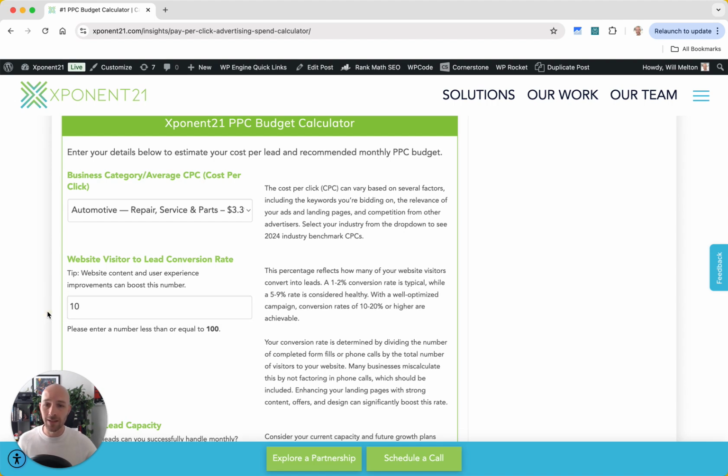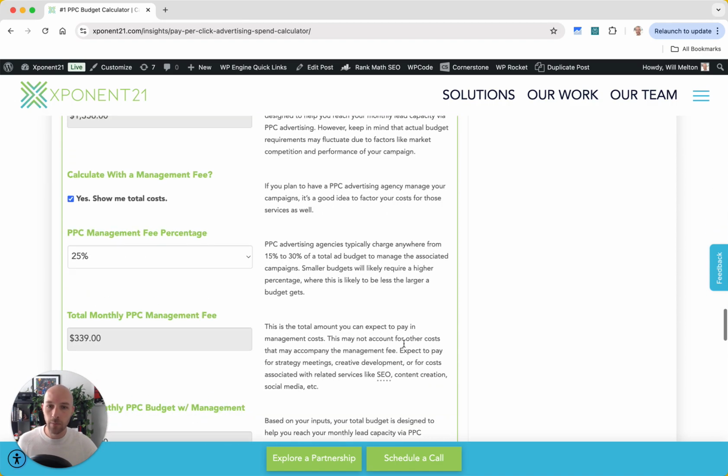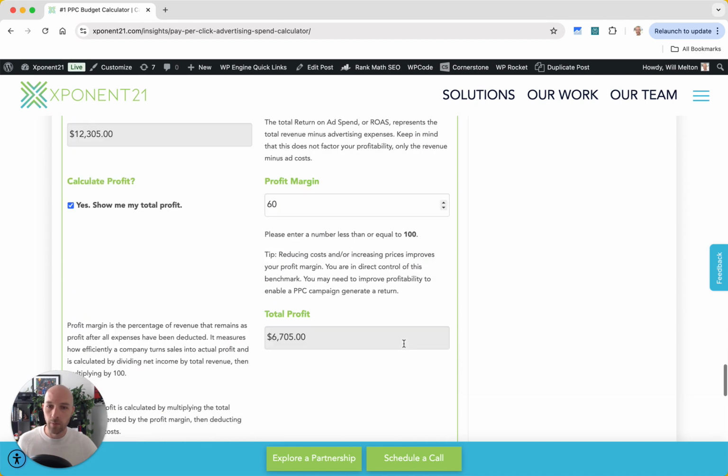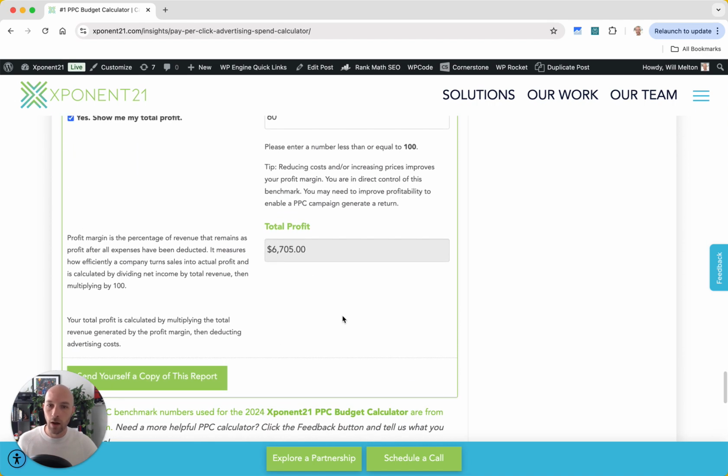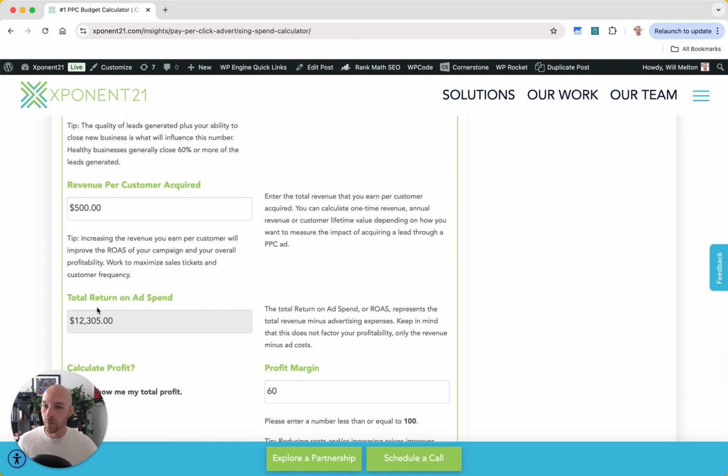So I'm going to increase this to 10. That's double the conversion rate, which is pretty significant. And I'm going to come back down here and just show you what that means for the profit number. We now have $6,700 in profit from that, and your investment, your total return on ad spend is $12,000.